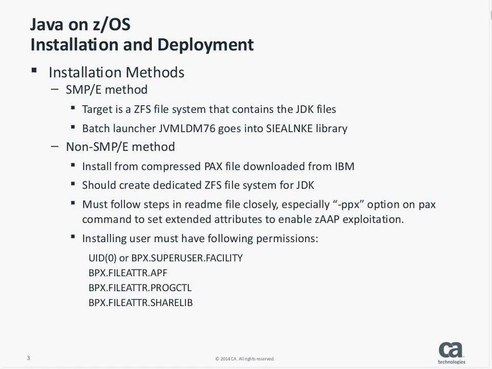Once you have the compressed pax file, you should create a dedicated zFS file system to put the JDK on. Follow the steps in the README closely, especially the preserve extended attributes option on the pax command. I've seen a number of people who missed that option and ended up having problems when trying to run their Java programs, because there are some shared objects in the JDK file system that need to have program control and the authorization bit turned on.